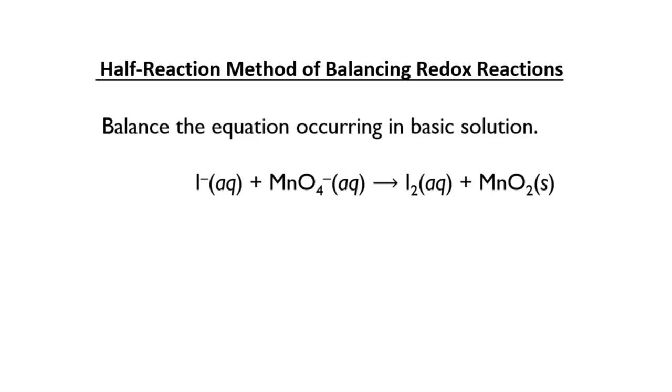Hi everybody, today we're going to be doing the half reaction method of balancing redox reactions. Our problem is to balance the equation occurring in basic solution. We are given I⁻ + MnO4⁻ goes to I2 + MnO2.